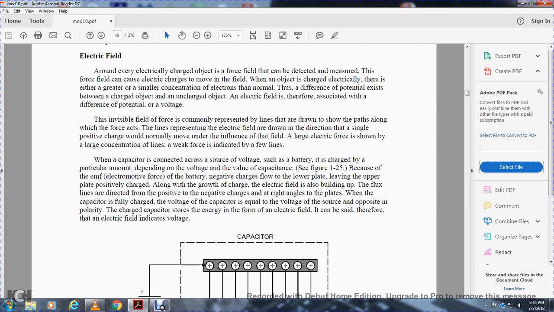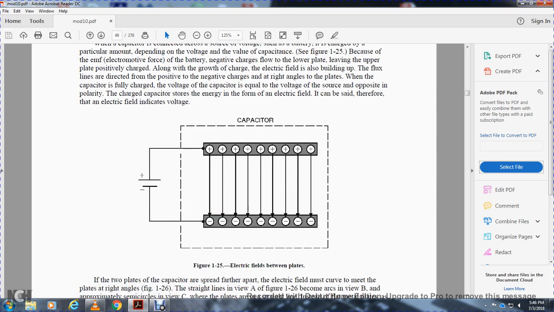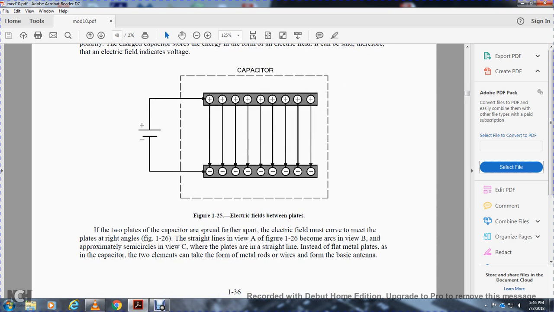It can also be said, therefore, that an electric field indicates voltage. Electric field between the plates of a capacitor: voltage. If the two plates of the capacitor are spread further apart, the electric field must curve to meet the plates at right angles. The straight lines in view A of figure 126 become arcs in view B, and approximately a semicircle in view C, where the plates are in a straight line.